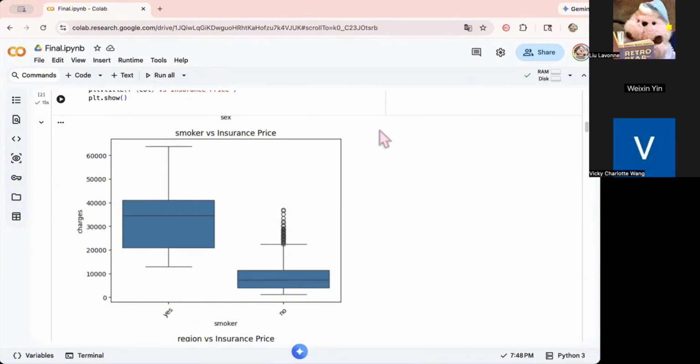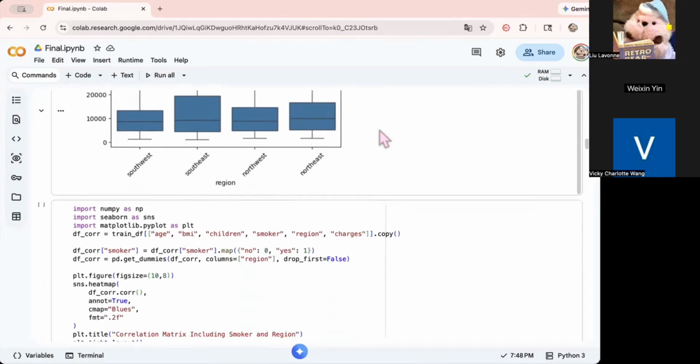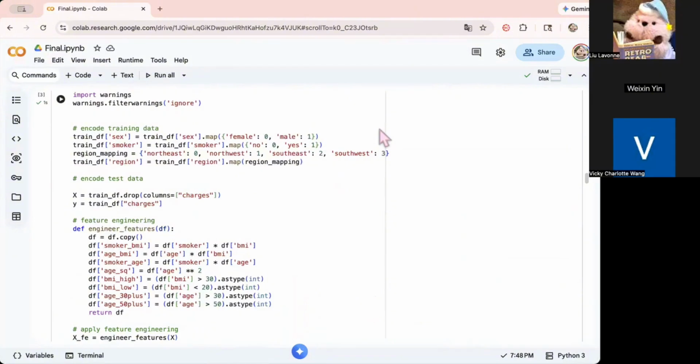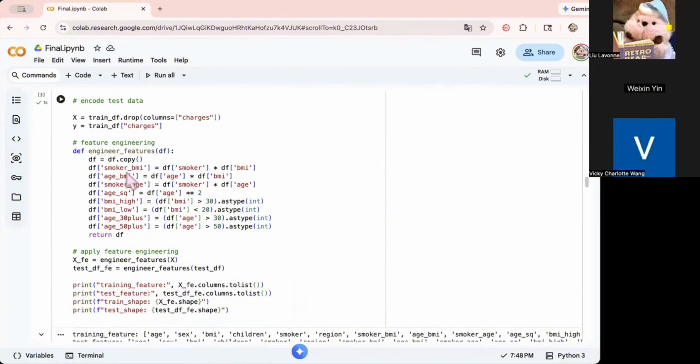Now I will explain what we did to improve my regressor's performance. We mainly did 3 things. First, feature engineering. Besides the original variables, we created new features that better match real-world patterns. For example, smoker times BMI and smoker times age capture how two variables work together to increase medical cost. And age squared captures a nonlinear trend where cost may rise faster as age increases.